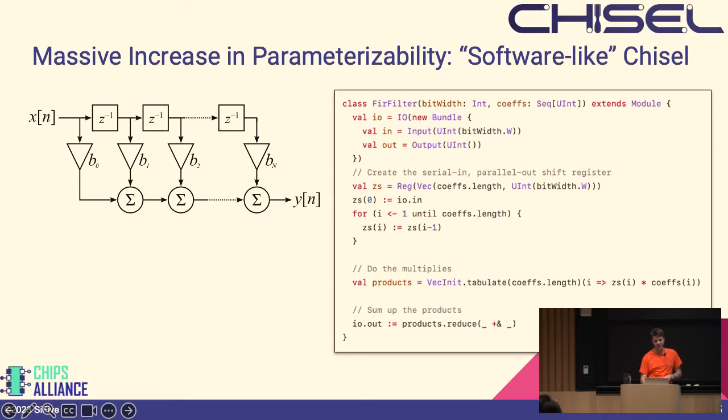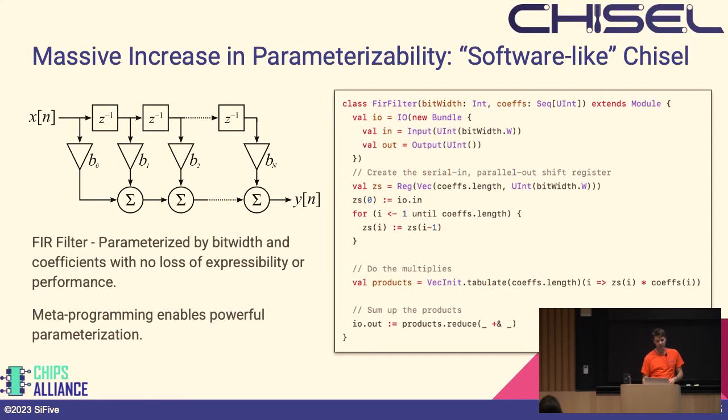But the idea here is that you can parameterize not only the bit width, which of course you can do in Verilog as well, but you can also parameterize the magnitude and number of the coefficients. And so just by this single generator now, you can have arbitrary numbers of cycles that you're filtering over and different weights that you can apply. And yet this does not sacrifice any expressibility or performance.